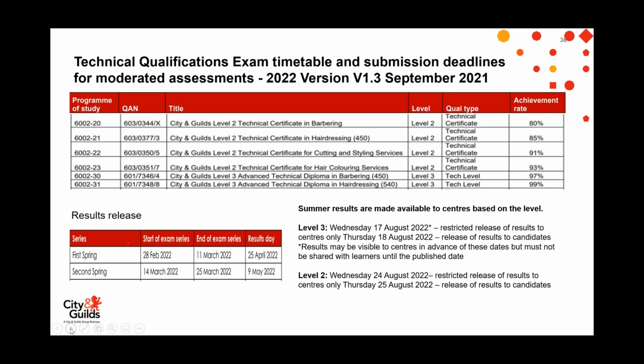I've put in here for you the booking windows and the achievement rates. As you can see, I lost my word there. The achievement rates over the qualifications are really, really good. We're really happy with these. But you know what? If we use all the tools that are on the website, I'm sure we can push those achievement rates up even further. So here you can see the results released, the spring exam, the start of the series and the end of the series, and we also have on this page when the level 3 and level 2 results will be released in August.